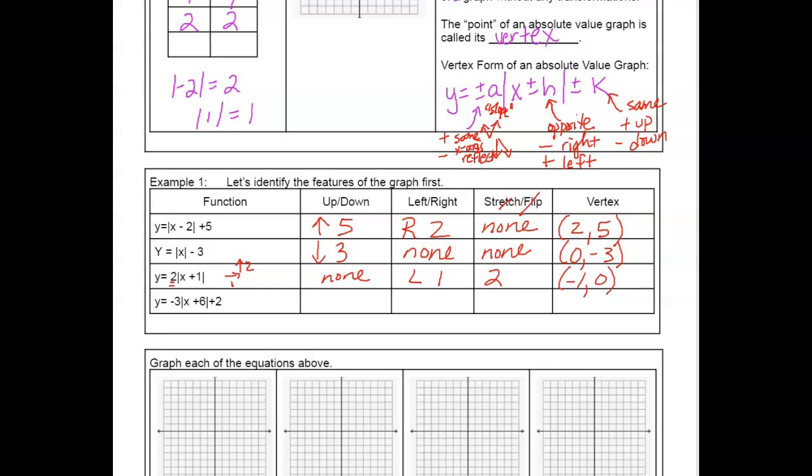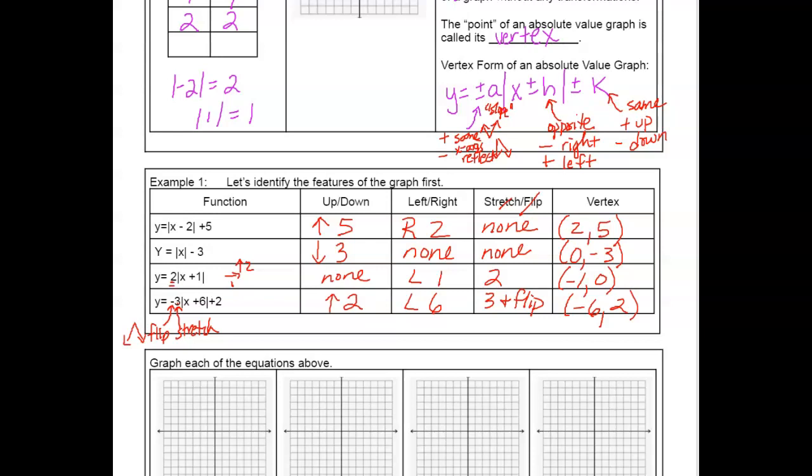And then the last one I tried to make the hardest. So this is unusual because when you do transformations, you have to think negative and 3 as two different things. So the negative is going to flip it, so it's going to look like an upside down V. And the 3 stretches it 3 times as tall. So this has both 3 and a flip. The opposite of positive, so this would be to the left 6, so -6. And then the 2 is up and down the same, so we're going to go up 2, so +2.